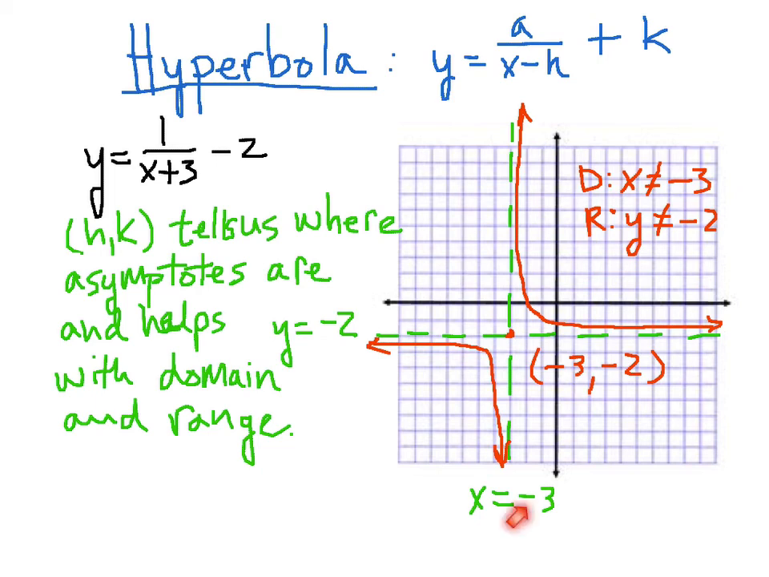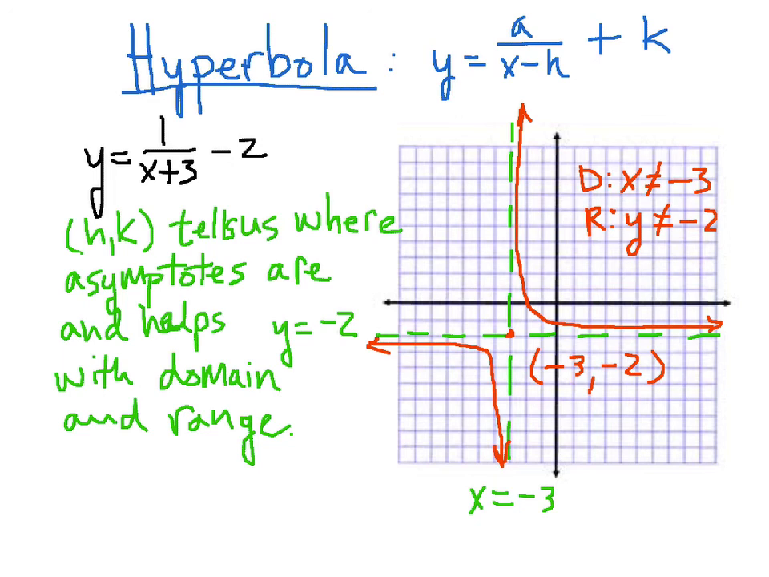Since h is at negative 3, our domain could be anything except for that value, because it makes 1 divided by 0, which is undefined. And then as this value gets closer and closer to 0, our y values get closer and closer to negative 2. So it'll never touch at negative 2.